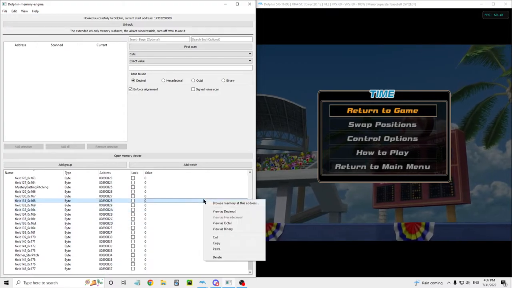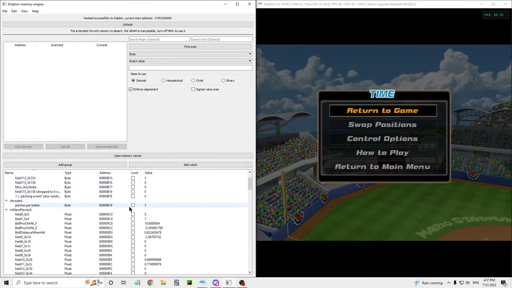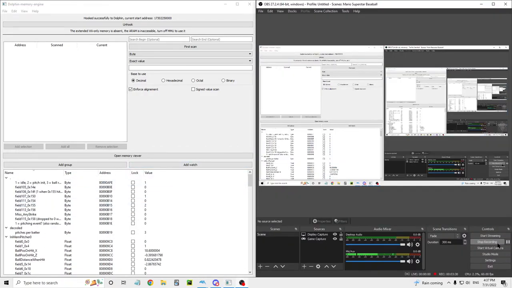You can also make different sections or folders. So mess around with it however you like. This is just a practical example for you.